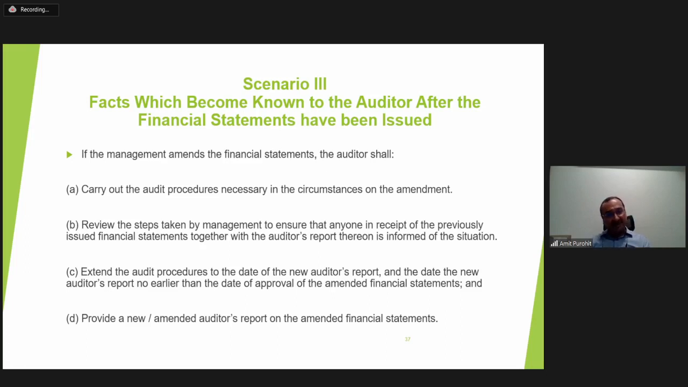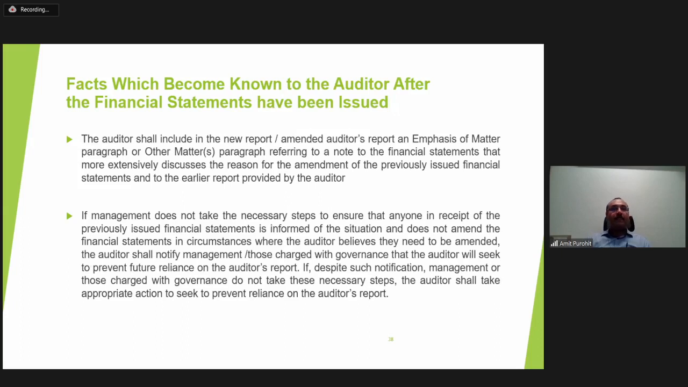He would also like to extend the audit procedures to the date of the new auditor's report and date the new auditor's report no earlier than the date of approval of the amended financial statements. So if there are amended financial statements, obviously they would be on a subsequent date. And in that case, the amended or new auditor's report would be of the same date. It cannot be earlier than that. Now, in this audit report, there will be an EOM paragraph or Other Matter paragraph referring to a note to the financial statements that more extensively discusses the reason for the amendment of the previously issued financial statements and to the earlier report provided by the auditor.